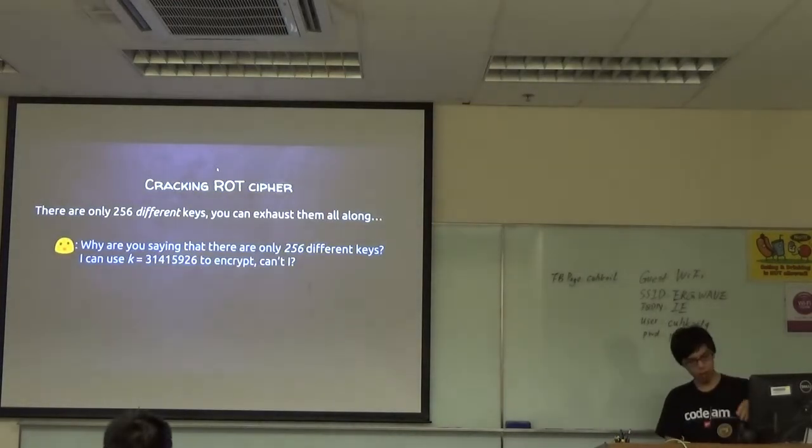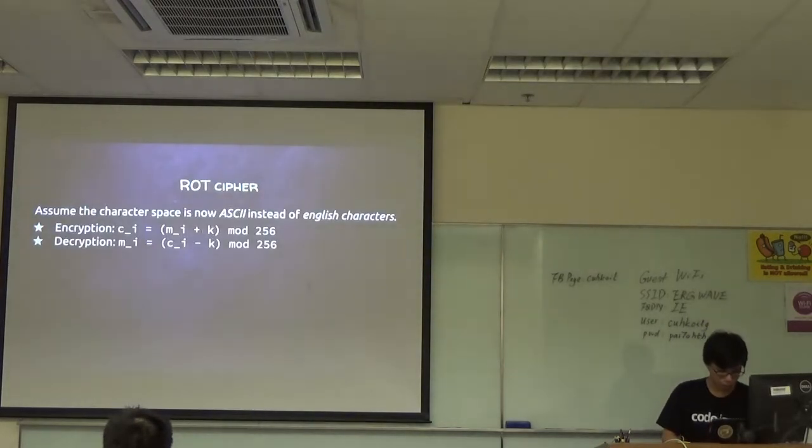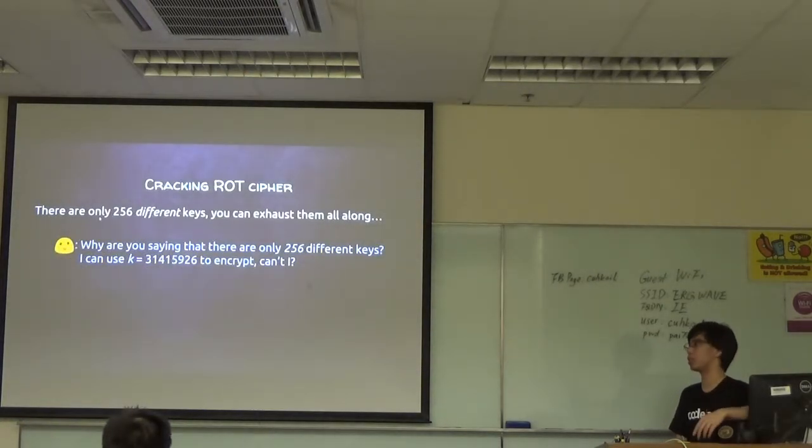Okay, and as there are only 256 different keys, we could crack the rot cipher by exhausting them one by one. I think some of you may ask that K could be any integer, so why are there only 256 different keys?